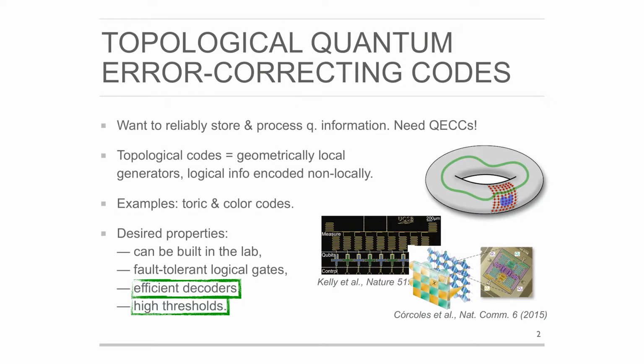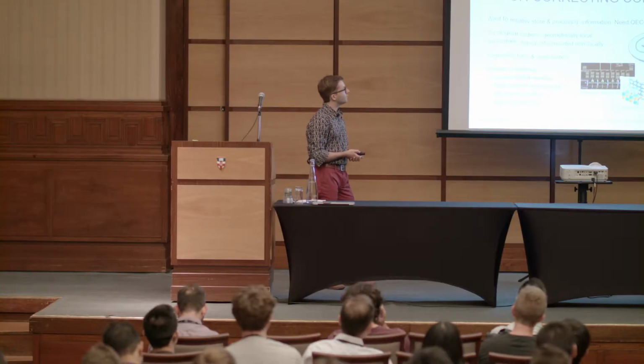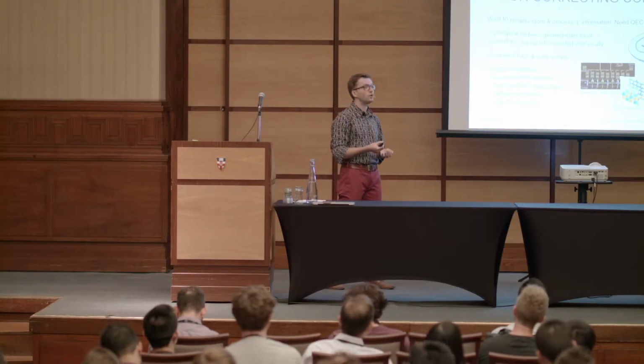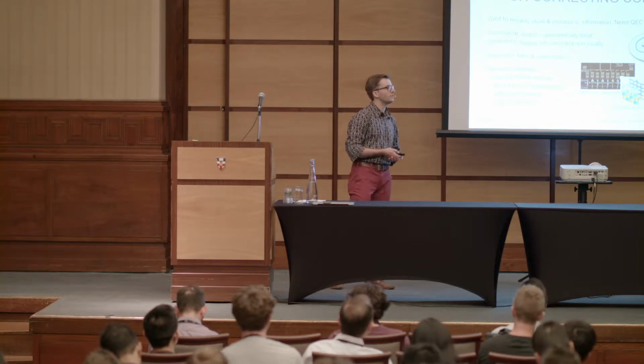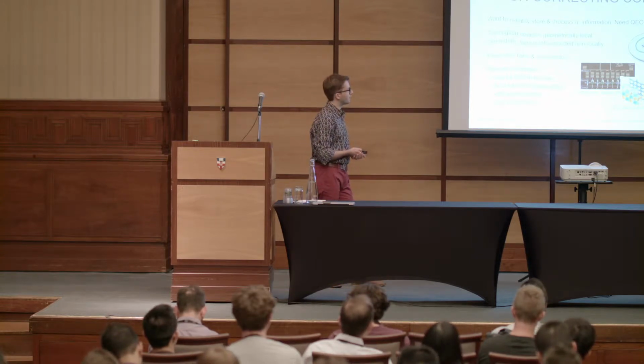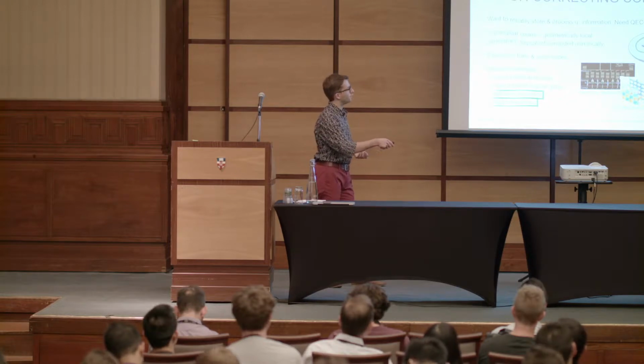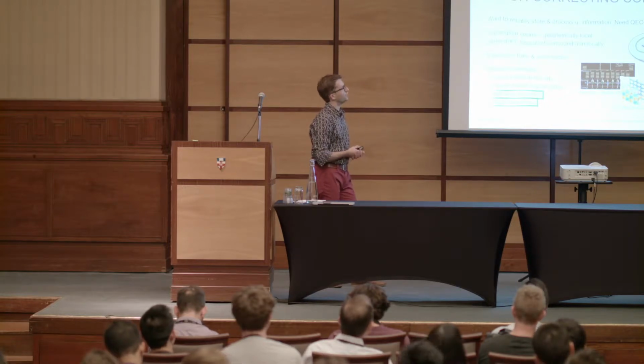Why do we think about topological codes? Well, those codes exhibit many desired properties. First of all, they can be built in the lab. You can have a two-dimensional architecture. You can build those systems, and there are many groups trying to build small patches of the surface code. Also, topological codes have many fault-tolerant logical gates. Those codes, we know how to decode them efficiently, and generically those codes exhibit high thresholds. And in the talk, I will focus on those two properties of topological codes.